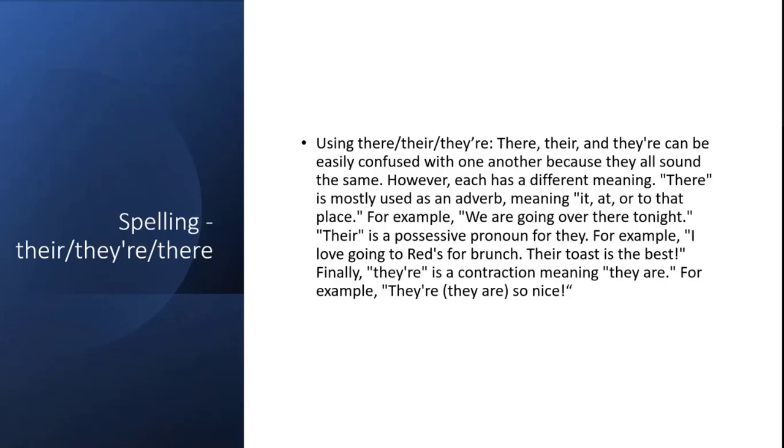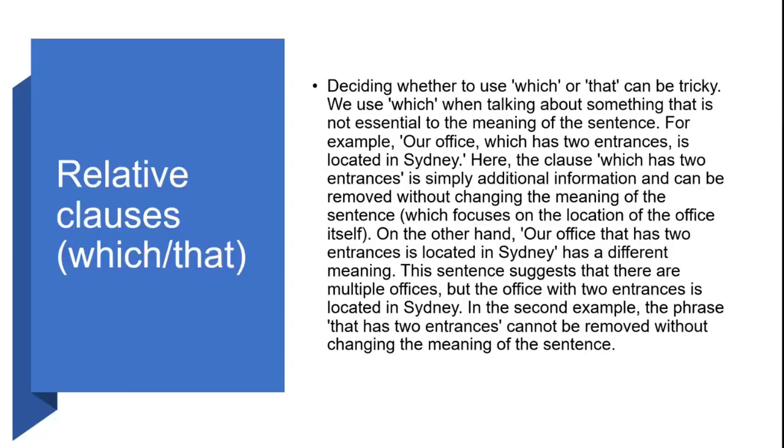There is mostly used as an adverb meaning in, at, or to that place. For example, we are going there tonight. Their, on the other hand, is a possessive pronoun for they. For example, I love going to Reds for brunch. Their toast is the best. Finally, they're, which is a contraction of they are. Avoid contractions in academics, but they're, it's they are so nice, right? It's the short form of they are. So be mindful how you use them.